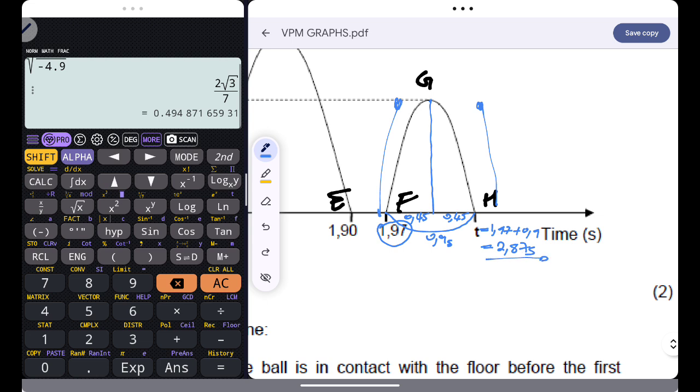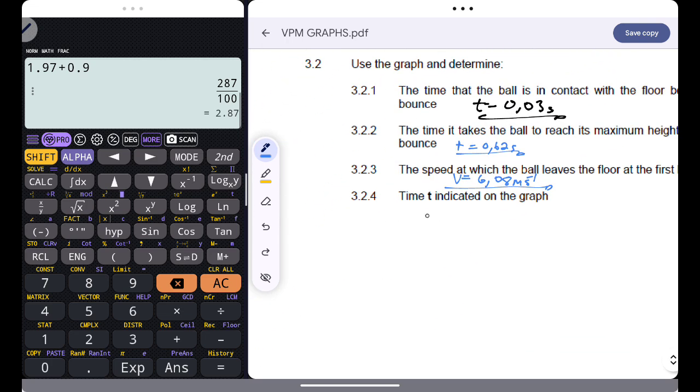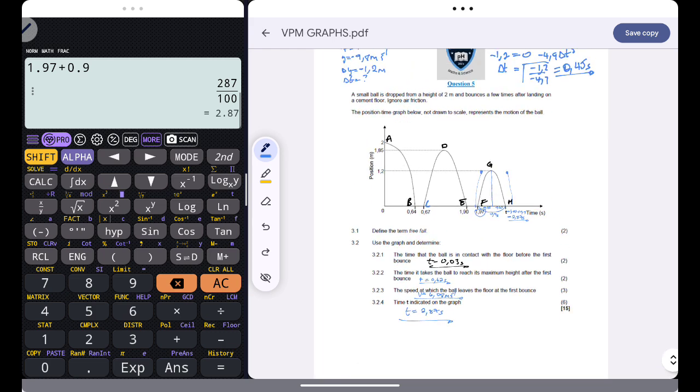Let me confirm. 1.97 plus 0.9. Yeah, we'll get 2.87 seconds. So time t on the graph, t is just equal to 2.87 seconds. That's how, guys, we're supposed to answer these two questions over here.